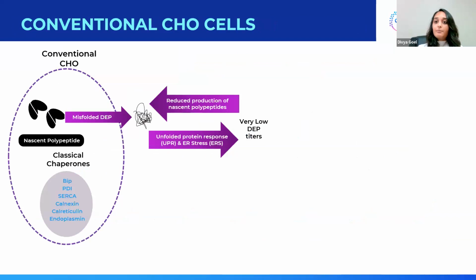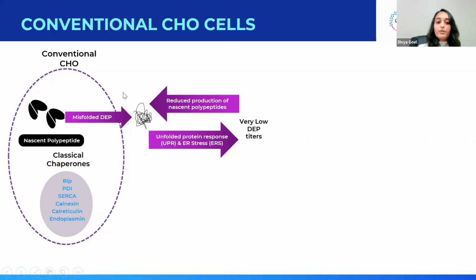So a little bit about the top level of our system, which is our CHO cell line. So with conventional CHO cells, when you transfect in your gene of interest into the cells, they're folded by these classical protein folding chaperones. But what we see with difficult to express proteins is that they're secreted in a misfolded state.